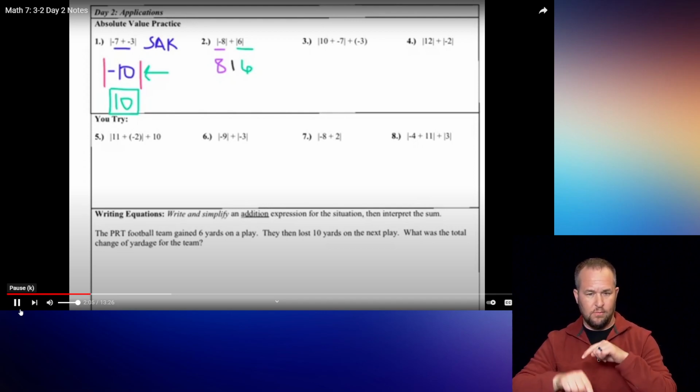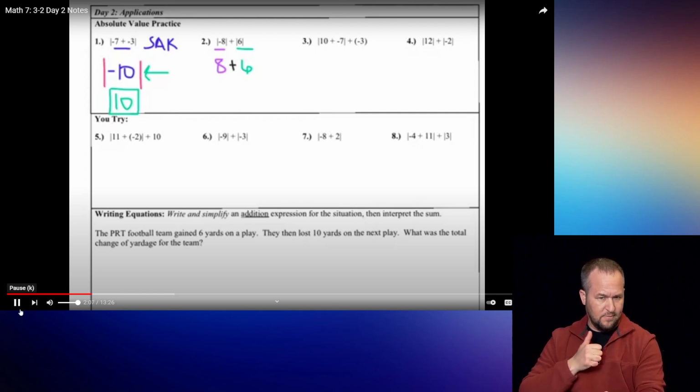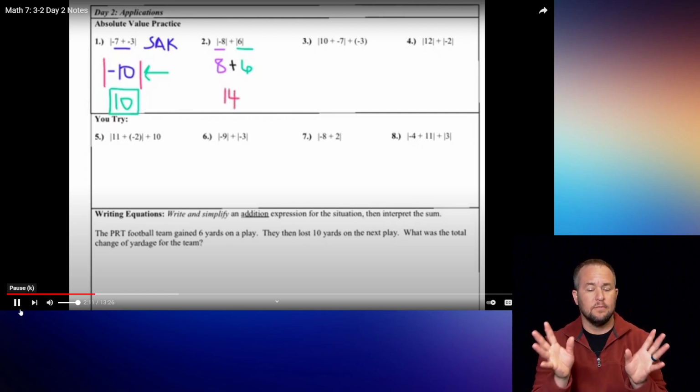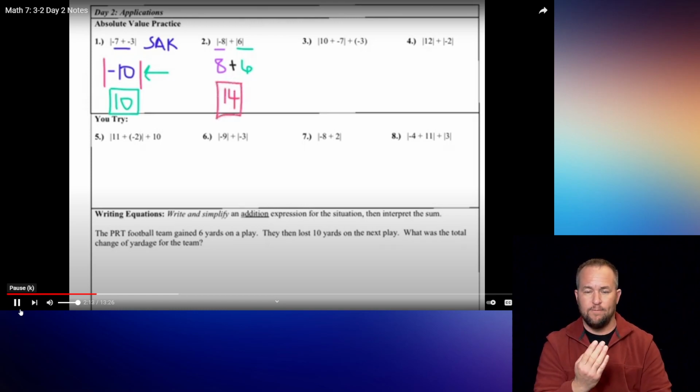Now, the last thing we need to do is bring down that plus sign in between the two numbers. I do need to have this step. And then the last thing, you're going to add them together for a final answer of 14.